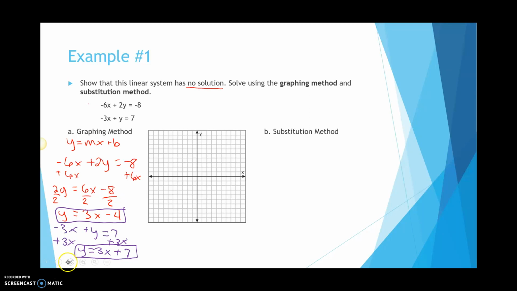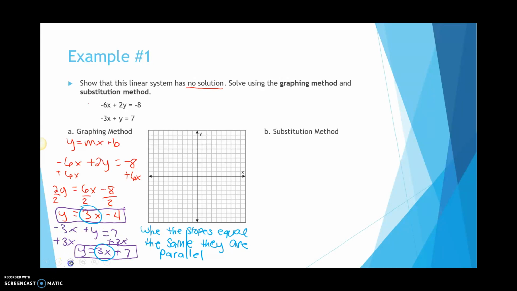Notice my slopes. I want to point something out here. When you're looking at the slope of your equation, the 3x, notice my slope is the same. When the slopes are equal, the same, they are parallel. And I will show you that as we graph it. So let's graph the first one.